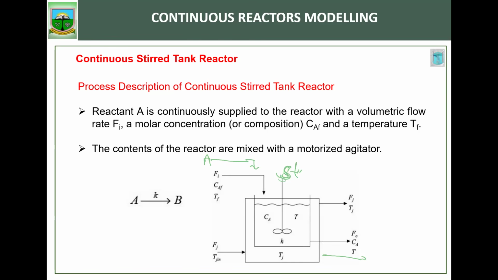And we are assuming that it is what? First order reaction. So because of that, you're having A coming in, then it's going to form B, then B flows out of the reactor. Because of this reaction, the reaction is exothermic. And if it is exothermic, you have this cooling or heating system here that takes away, or adds heat to the system to ensure that the reactor operates at the required temperature.